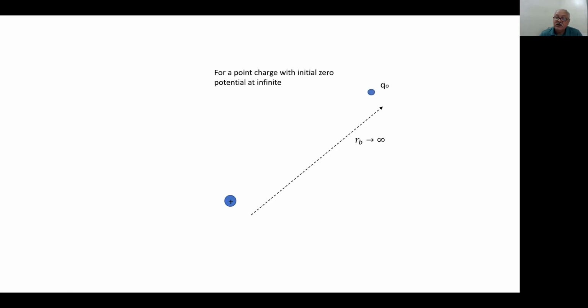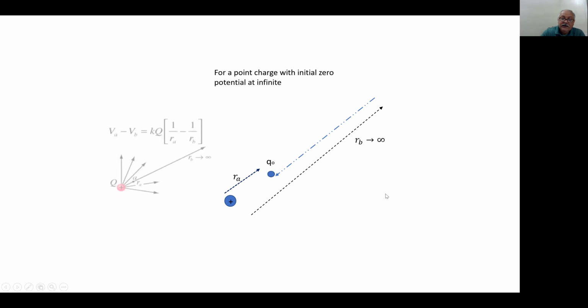Okay, now let's go to another topic. It says for a point charge with initial 0, potential at infinity. Okay, so this is a positive charge. We have a test charge far away, and then we move this positive test charge from that position to a new position closer to the positive charge. Remember, we have to do work because they are positive. If they approach, we have to do work to decrease the distance. Correct? Great. And then what do we have?